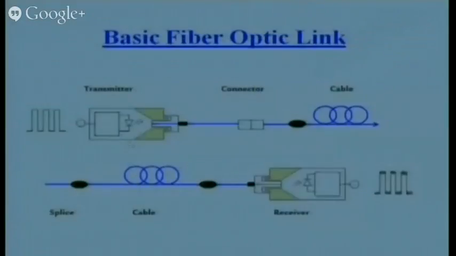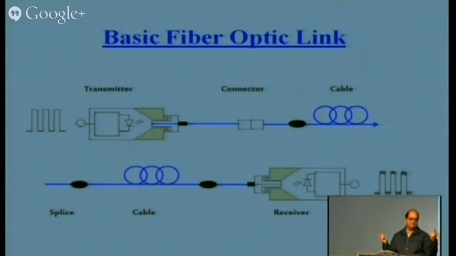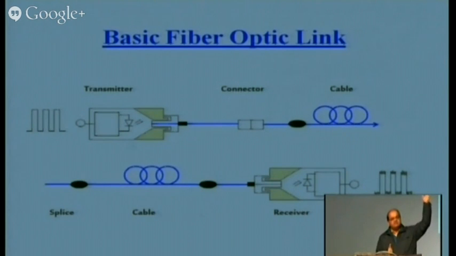Any fiber optic link comprises a transmitter, a receiver, and in between we have the fiber. In any system, you have one source, you have one detector, and you have to couple your optical source to the fiber, and couple your optical fiber to the detector. But in between you have a long length. It may be 100 kilometer, 500 kilometer, 1000 kilometer, or 10,000 kilometer.